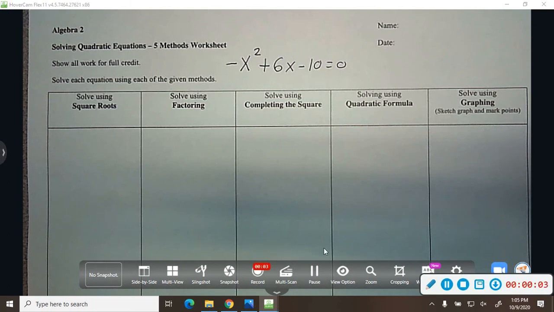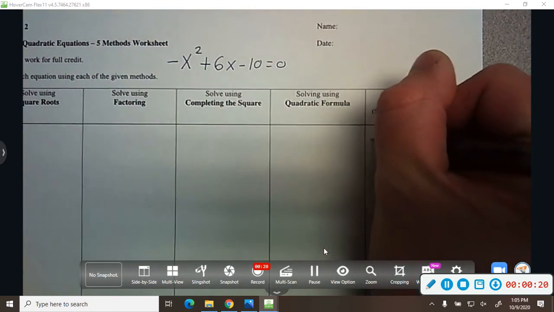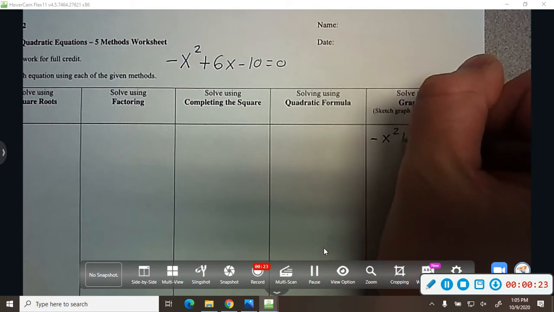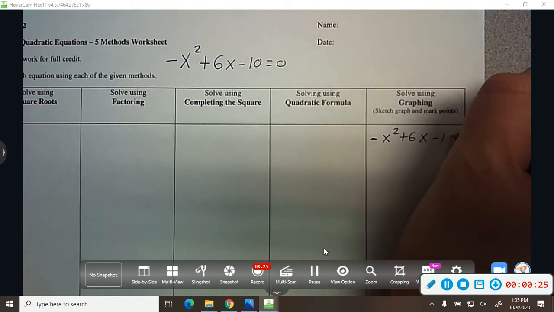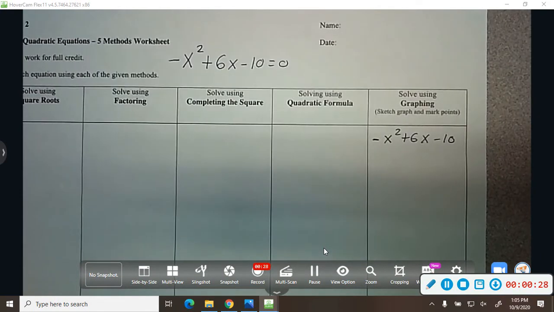So we're going to solve negative x squared plus 6x minus 10 equals 0. And the first thing I always try to do is to solve by graphing. Solving by graphing is a method that works as long as it crosses at whole numbers. But if it crosses at like 2.317, then sometimes we need an exact answer, and graphing isn't the best method. So let me go and see.